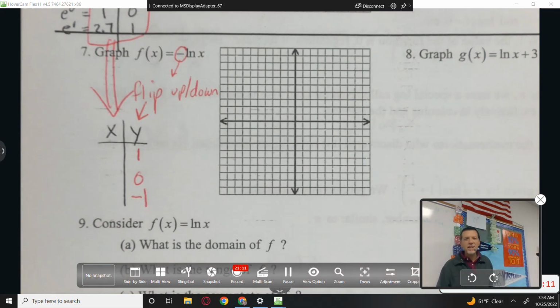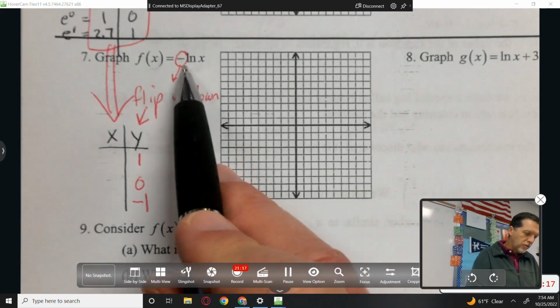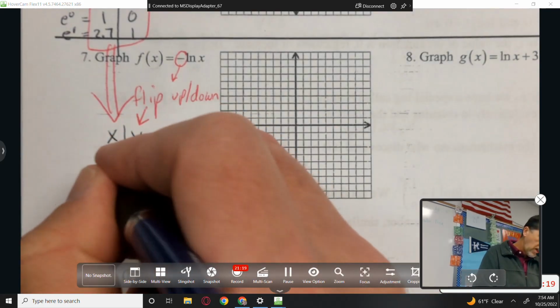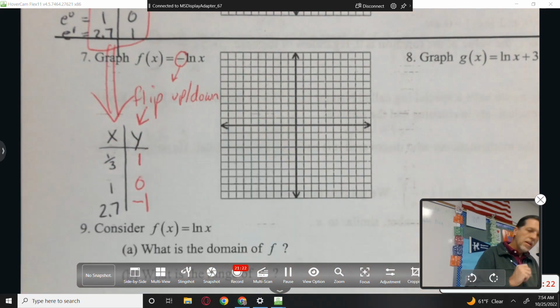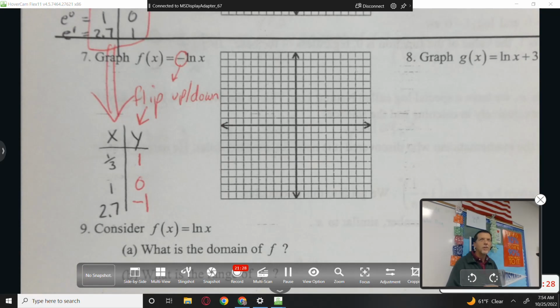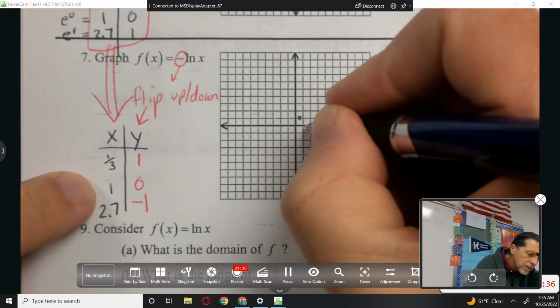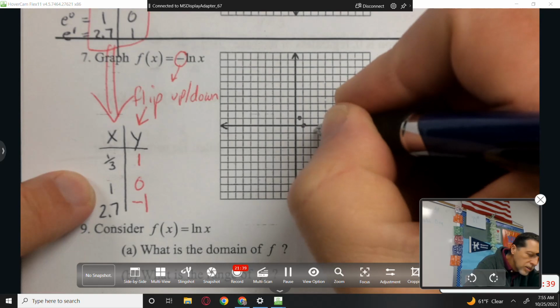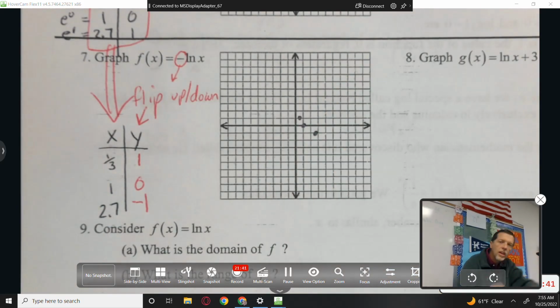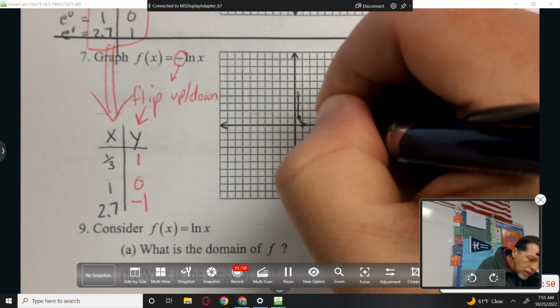Again, I'm not really plugging anything in. I'm just taking that first table and making the necessary changes, changing the signs of y. And I already have the values, so I don't have to think through again, oh, what is e to the negative 1? It's 1/3. We've already done that. (1/3, 1), (1, 0), (2.7, -1). So this looks like it's going to be upside down, but that's exactly the point. We said it was going to flip up and down.